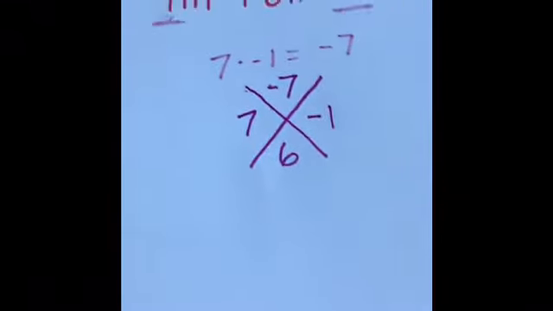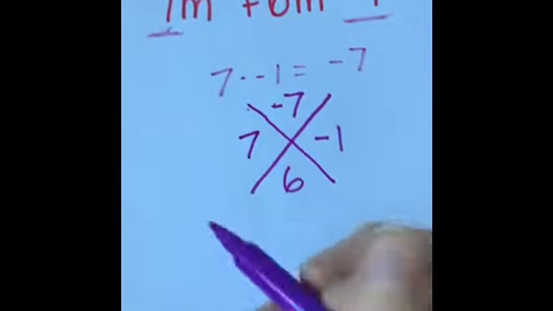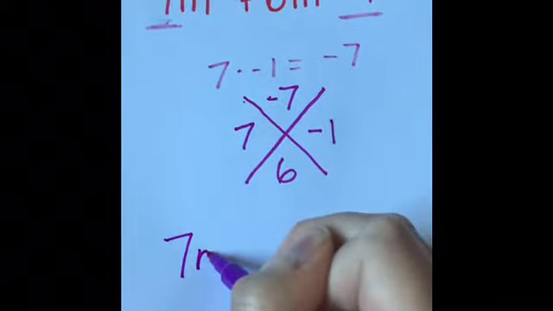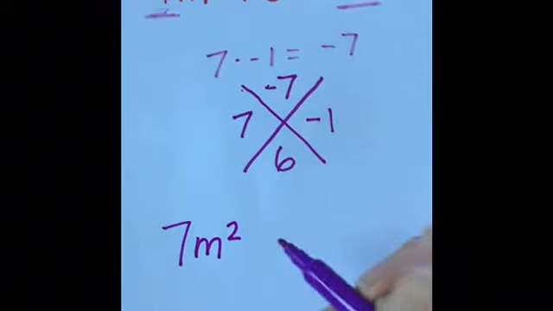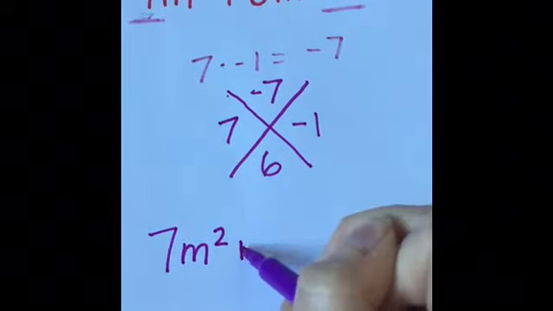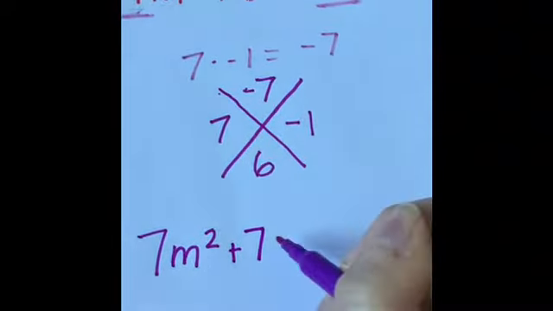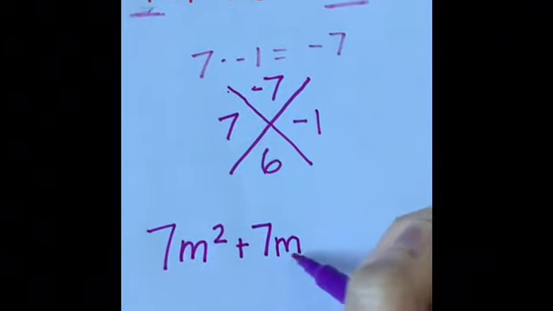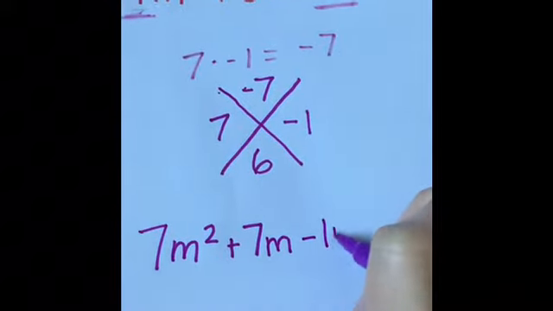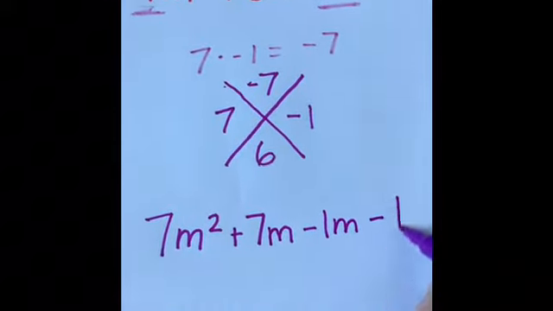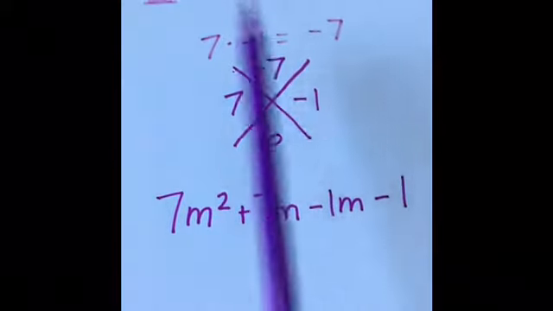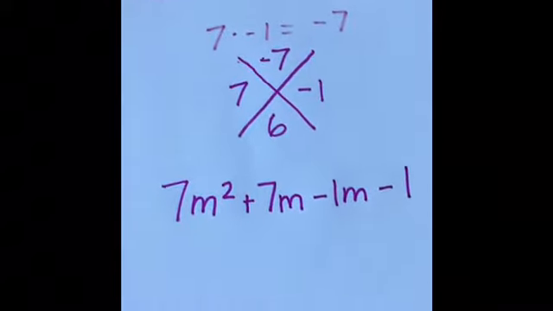Alright, then I'm going to rewrite this equation. So instead of 7m squared plus 6m, it's going to be 7m squared, and then we're going to add these two numbers to this equation: plus 7m, make sure we write the exponent in there, minus 1m minus 1. Now we have this equation. This equation is the exact same thing as the original equation, it's just a little bit longer.